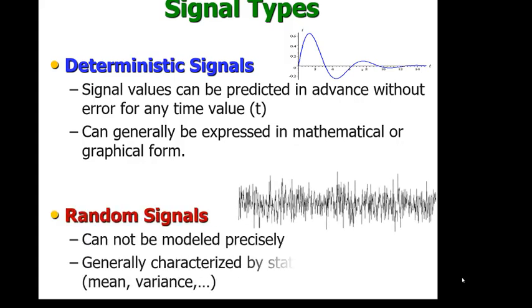That's as opposed to a random signal, where we really cannot know with certainty exactly what the signal value is going to be at any particular instant in time. Our model doesn't tell us precisely what it's going to be. Usually these are characterized more by statistical measures. What's the mean value of the signal? What's its variance? Or if we want to know its value at any particular time, all we can talk about is probabilities: what the probability distribution is for the signal value at a particular instance.